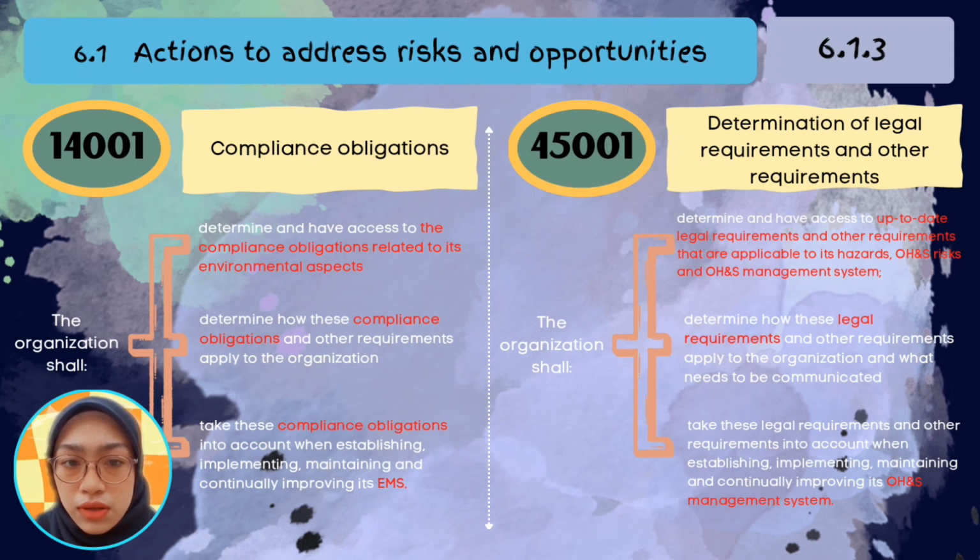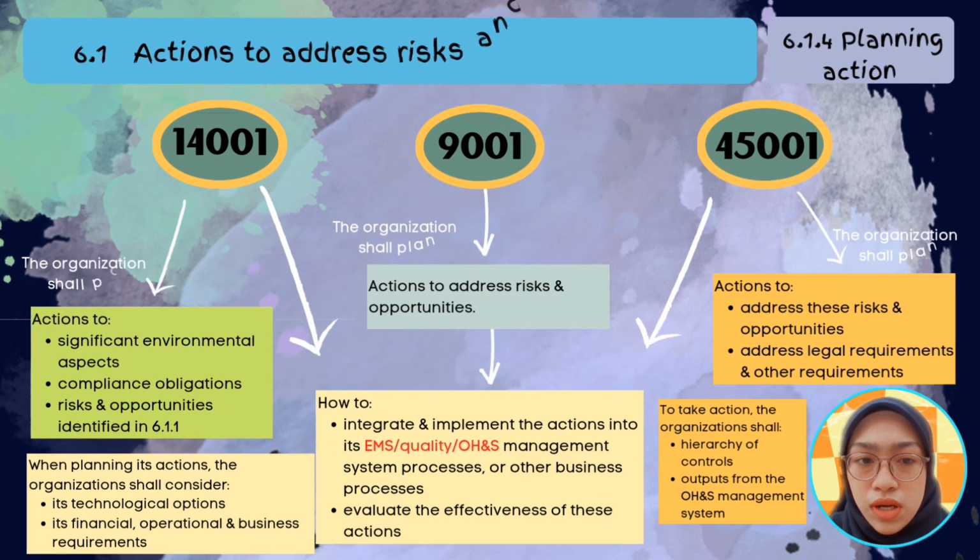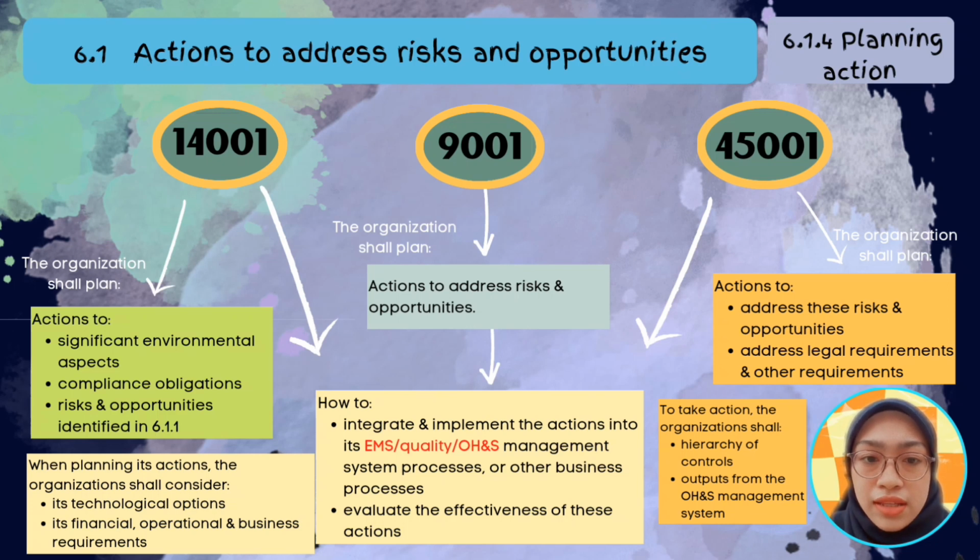There is a similarity between both of them, but the difference is that 14001 is about compliance obligations, and 45001 is about legal requirements. Planning action for 14001, 9001, and 45001 is different, but the similarity is in how they act on the planning.